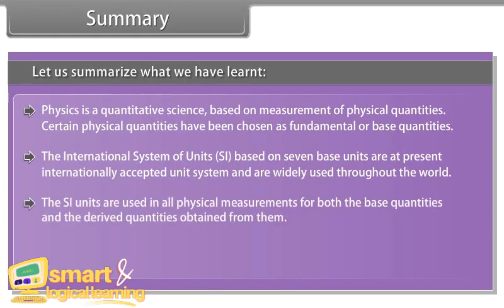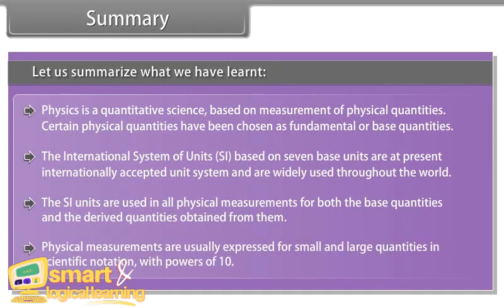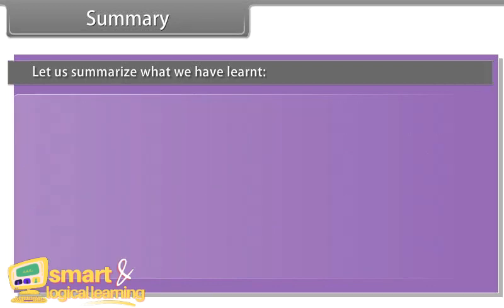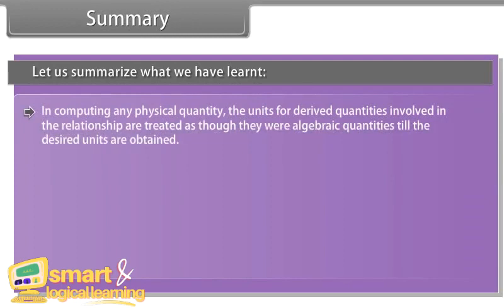The SI units are used in all physical measurements for both the base quantities and the derived quantities obtained from them. Physical measurements are usually expressed for small and large quantities in scientific notations with power of 10. In computing any physical quantity, the units for derived quantities involved in the relationship are treated as though they were algebraic quantities till the desired units are obtained.